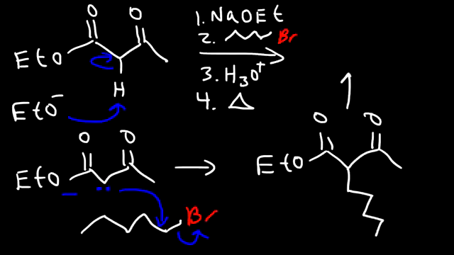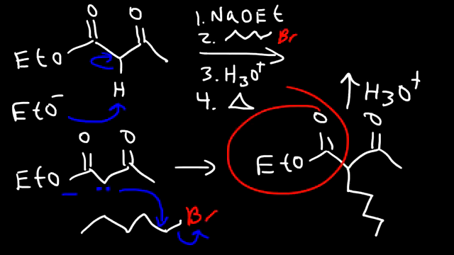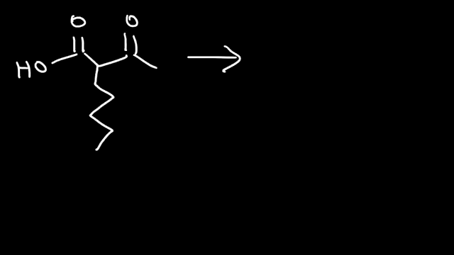Now in the next step, we're going to add H3O+. And so this group is going to be converted into a carboxylic acid. Now the next thing we need to do is react it with heat. We need to increase the temperature. And so that's going to promote decarboxylation. So we're going to lose the carboxylic acid molecule.